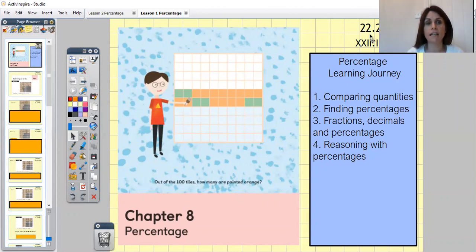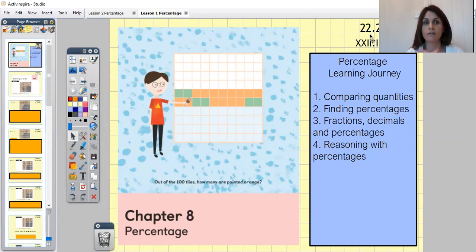Now this follows on really nicely from the work that we've done on fractions and decimals. They all link in really nicely, and we're going to do some work at the end of the week on the connection, or we're doing it all the way through actually, but we're really focusing on those comparisons between fractions, decimals and percentages at the end of the week.